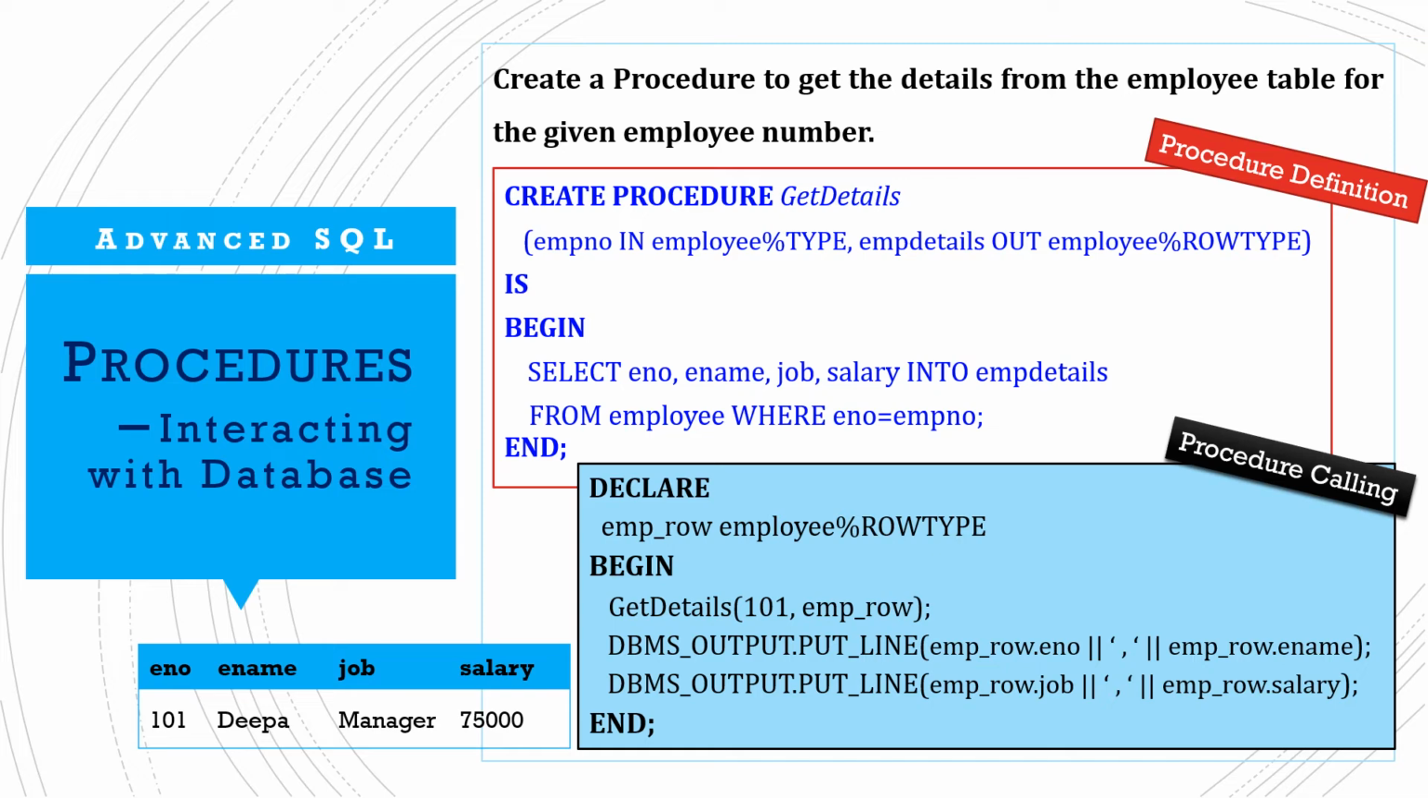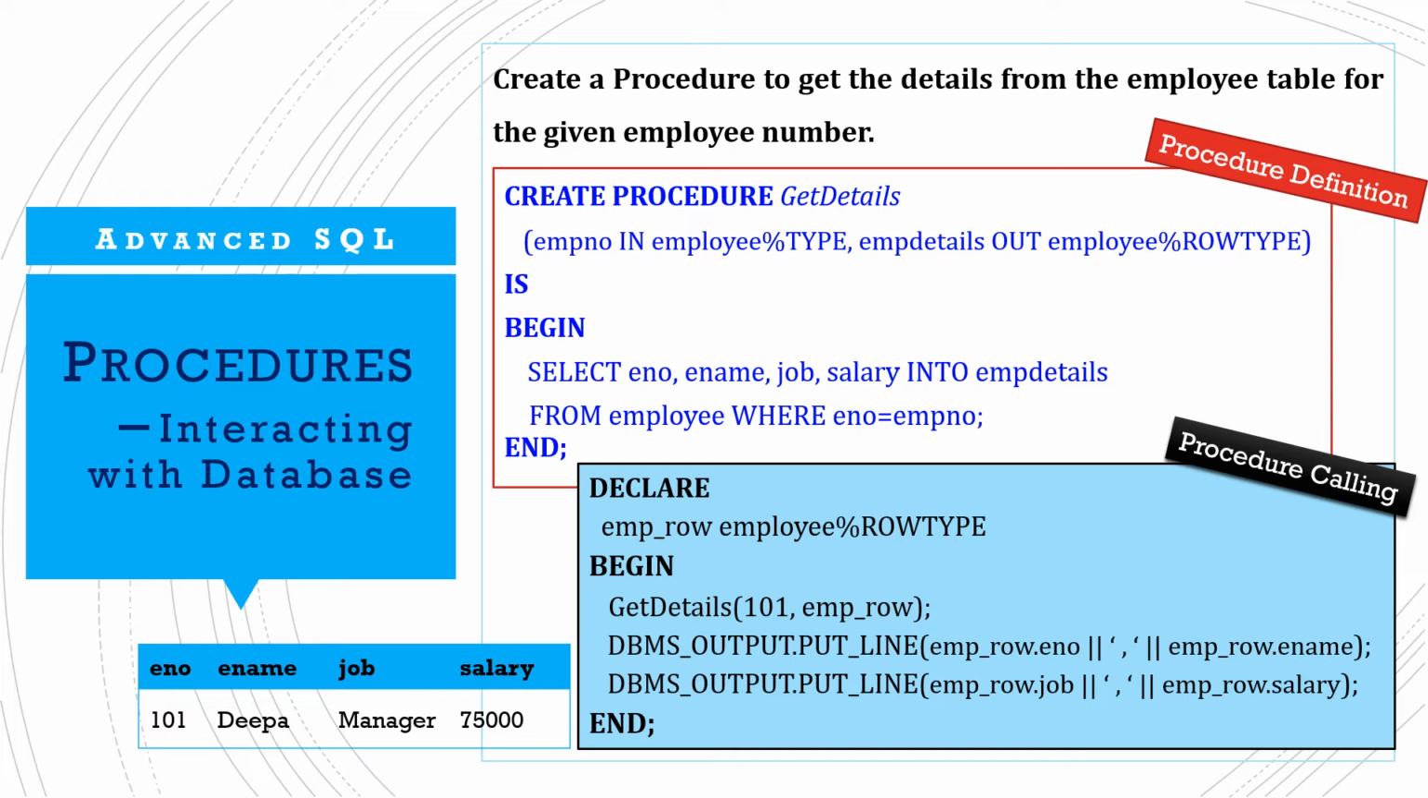So the employee percentage row type means the type of the particular row in the employee table. Then in the executable section, we are going to get the details. So the command is the select command. We are going to get the details like employee number, e name, job, salary, and that will be stored into emp details. This emp details has the same data type as that of a row in the employee table. So all these details will be stored into the emp details.